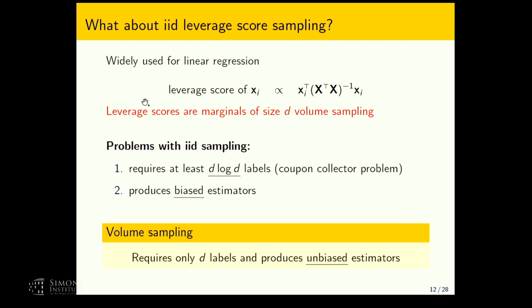By IID you mean independent, right? Independent, identically distributed. If you do IID sampling, you sample the first point according to the leverage score distribution, then you sample the second point from the same distribution, and so forth. Repetition. Yes. So you want to sample a set, and how do you sample a set? You sample one point at a time, IID. Okay, so volume sampling takes care of both of those issues.